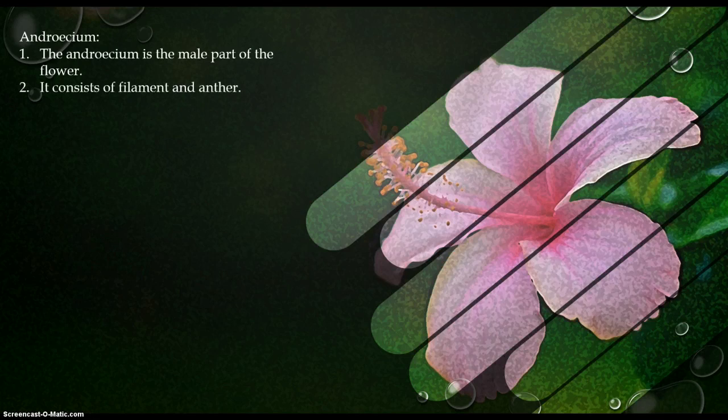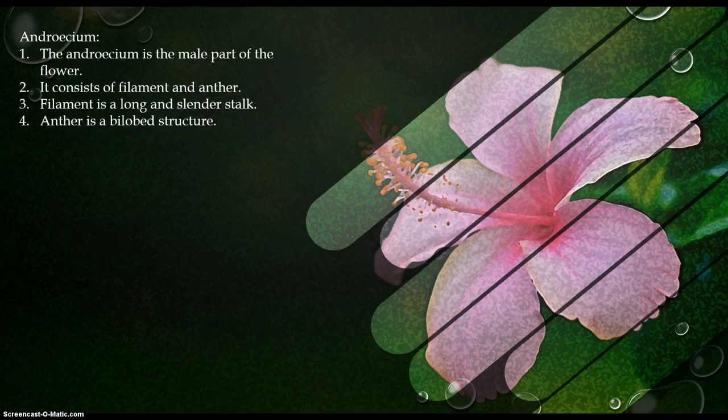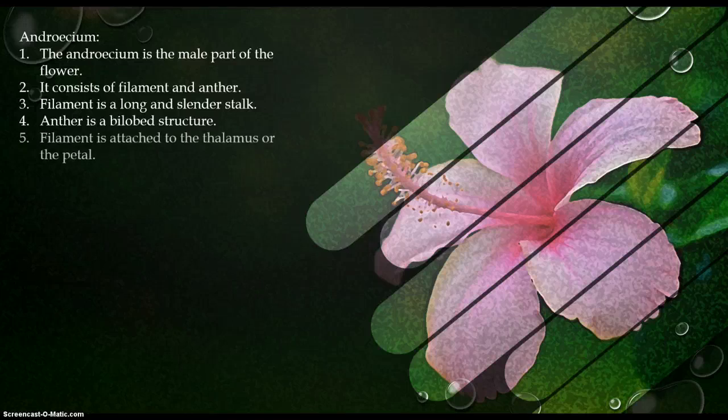As we have discussed earlier, it consists of what? Filament and anther. Filament is a long cylinder-like structure, and it is the stalk which holds the whole androecium or the whole anther with the flower. Anther, whereas, is a bilobed structure and it is found at the top of the filament. The filament is attached to the thalamus or the petals. So it is either attached to the gynoecium part, or it is attached to the petal, or it is attached to the base of the flower.